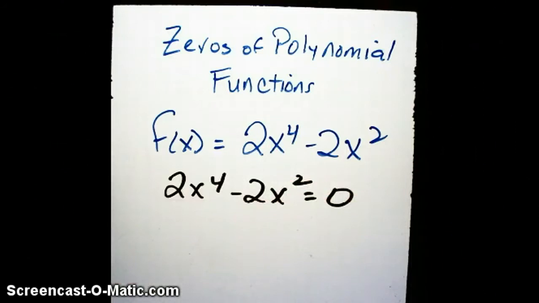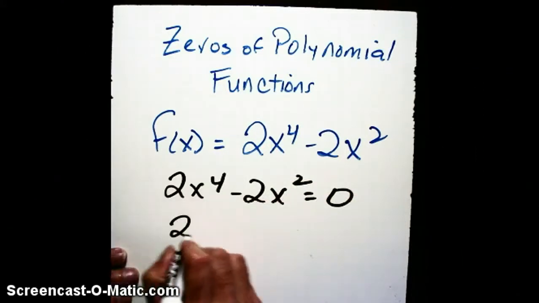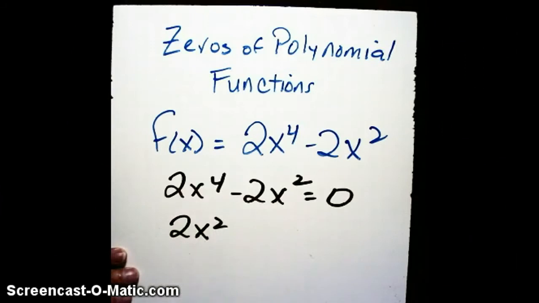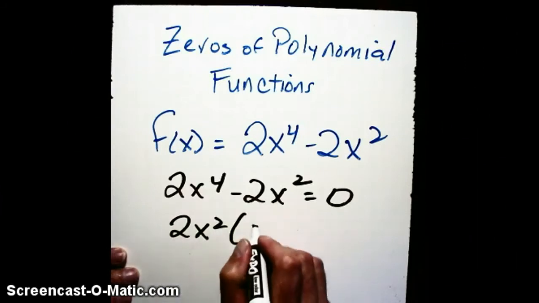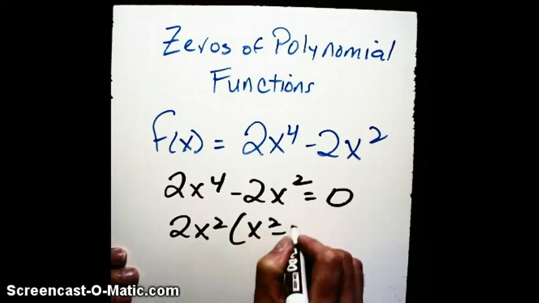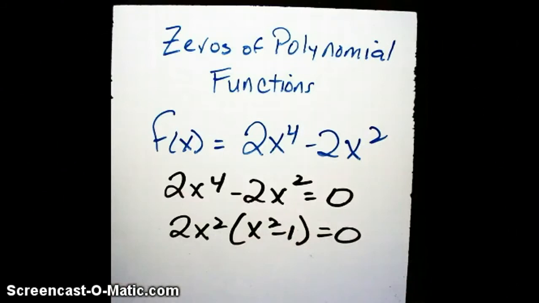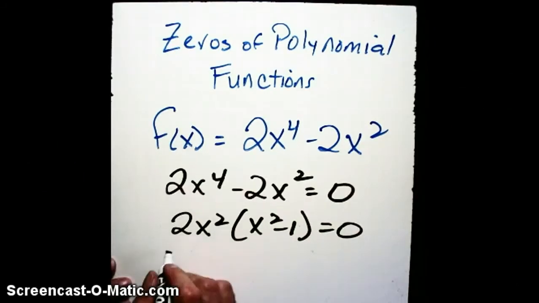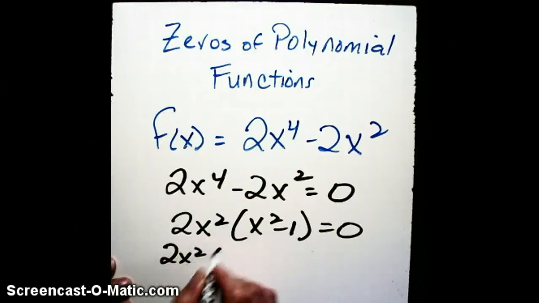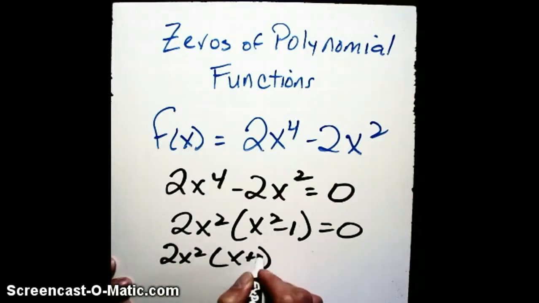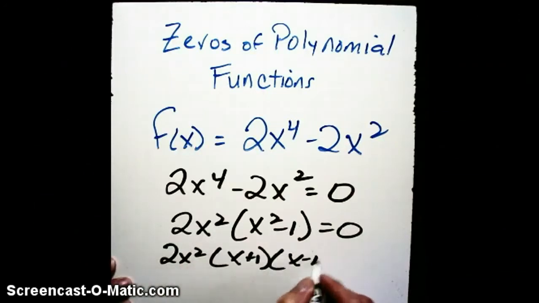Now we could use some of the skills that we acquired before. We could factor a 2 out, and we can factor an x squared out. If I do that, I have x squared minus 1. Okay? Now we know how to factor. So that's 2x squared, and then this is x plus 1 and x minus 1.